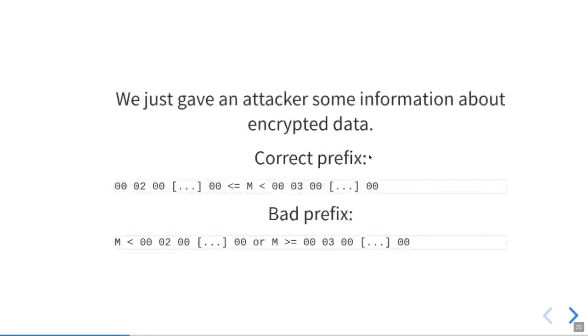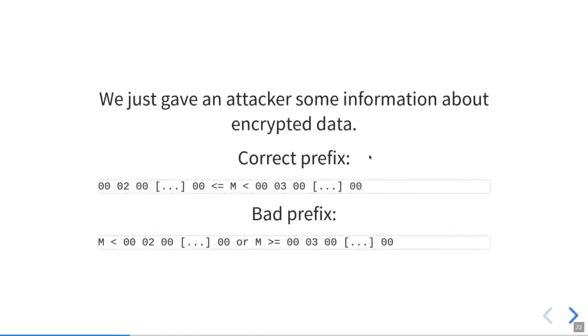The problem here is that we just gave the attacker some information. We gave the attacker information about the encrypted data. Precisely, we told the attacker that this decrypted ciphertext is within a certain interval. Because if it starts with 0002, then we know it can only be between 0002 00 and so on, and 0002 FF and so on. And if it doesn't start with 0002, we know it's outside of this interval. So we have some information about the decrypted data.